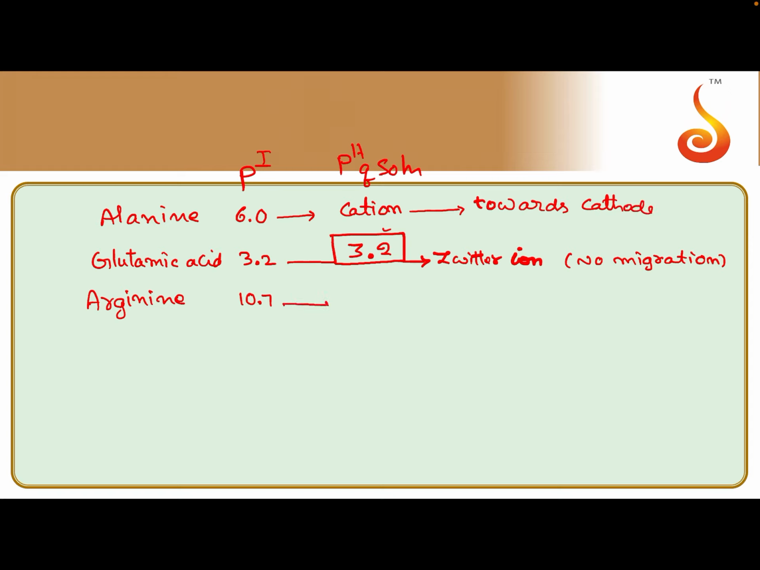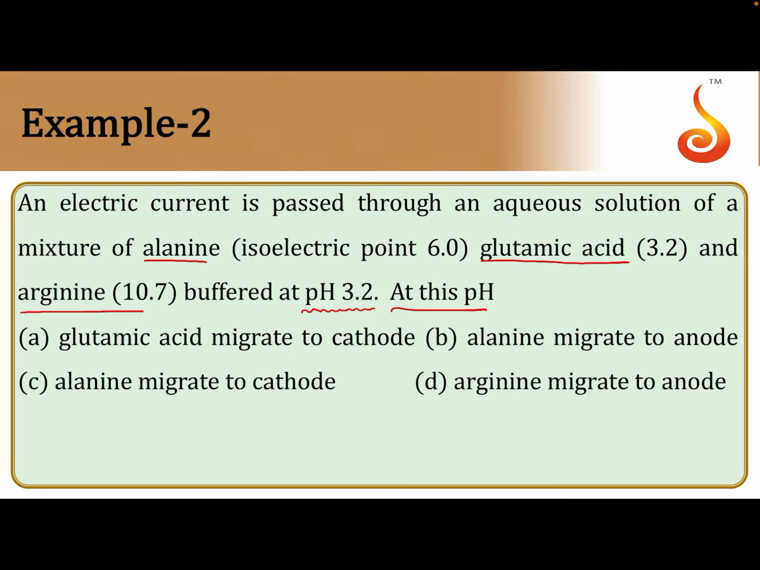Next, arginine. The isoelectric point of arginine is 10.7. When the pH of the solution is 3.2, obviously this is an acidic solution for arginine. So in the acidic solution it again takes H plus ions and NH2 becomes NH3 plus. So arginine also exists in the form of a cation. That's why arginine also migrates towards the cathode during the electrolysis. So alanine goes towards the cathode, arginine towards the cathode, and glutamic acid nothing.